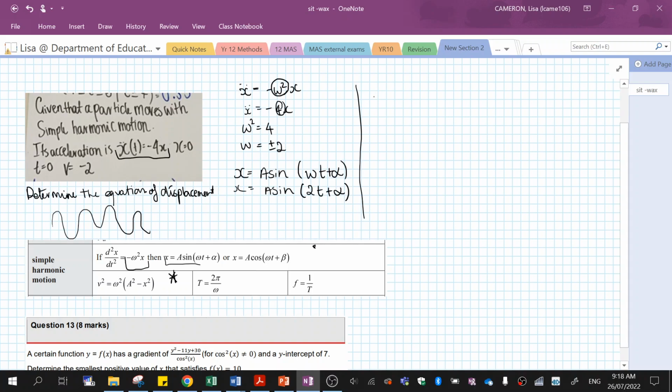Okay, so the next thing we're going to use is this fact here. v squared equals w squared, a squared minus x squared, close your brackets. Now, we've got our velocity that's given to us over there as negative 2. So, negative 2 squared is equal to 2 squared. Doesn't matter if that's positive or negative, you're going to get 4 either way. A squared minus 0 squared.